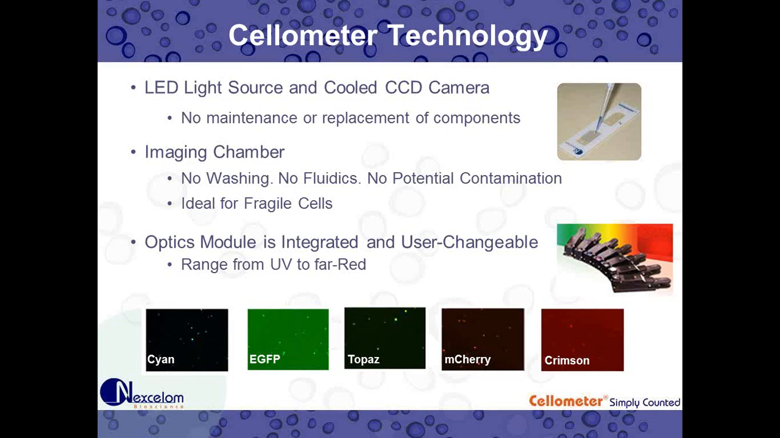The optics module is integrated and user changeable. The Vision CBA includes 2 fluorescence optics modules. Most customers will choose to look at the green channel and the red channel, but we have other options such as UV. This ranges from UV to far red.